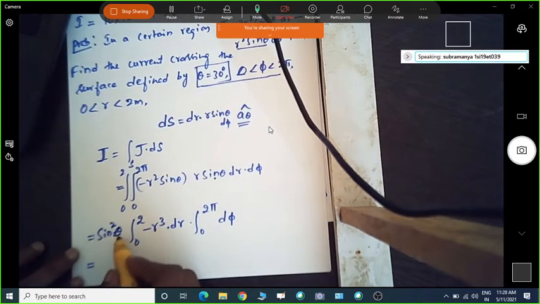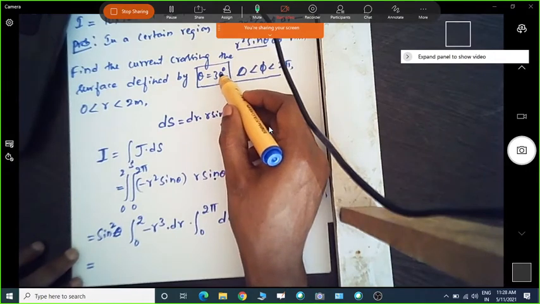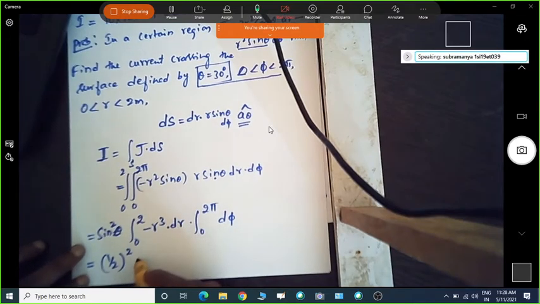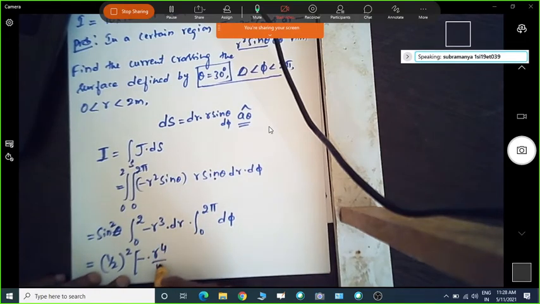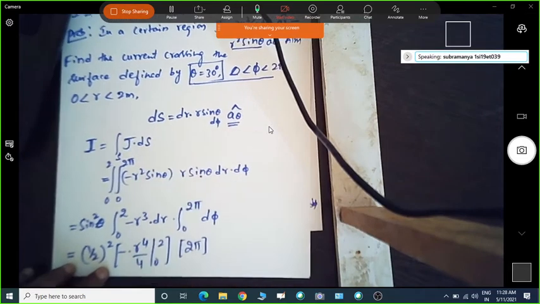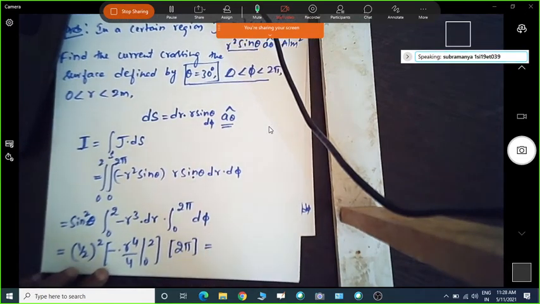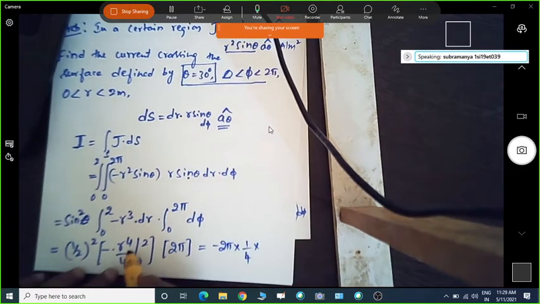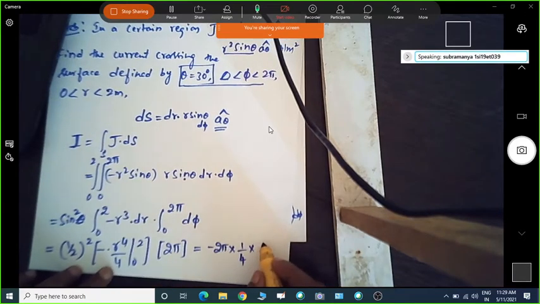So now we can substitute the value of theta, 30 degree. So that 1 by 4 into 1 by 2 r square minus r power 4 by 4, from 0 to 2, into 2 pi. So now you can have the value, which is minus 2 pi into 1 by 2 square, it is 1 by 4 into, so if you substitute 2 power 4 by 4.